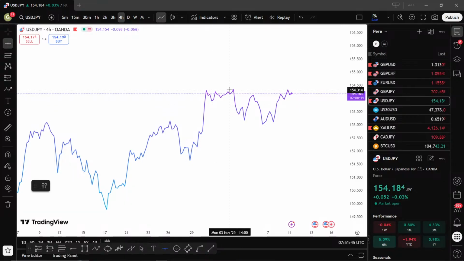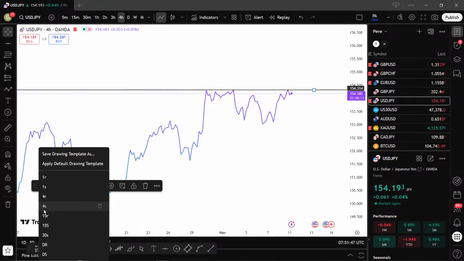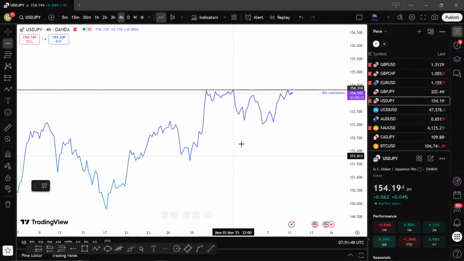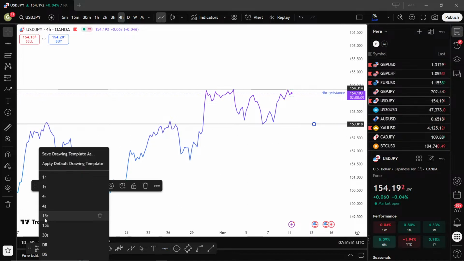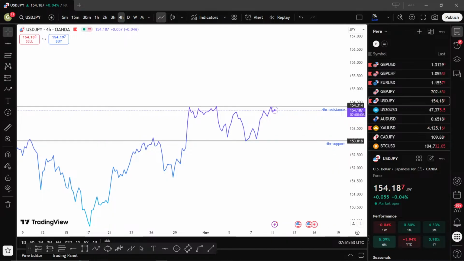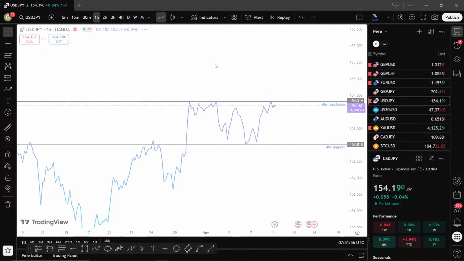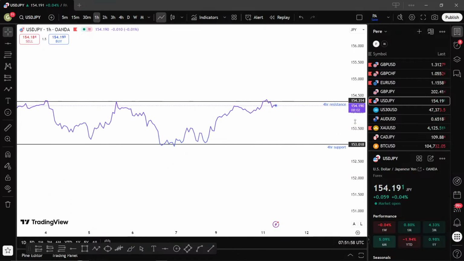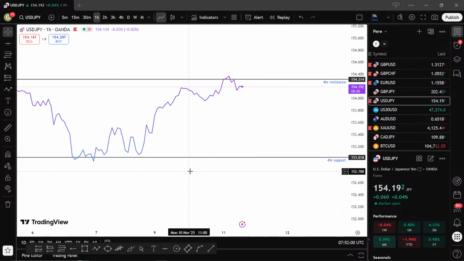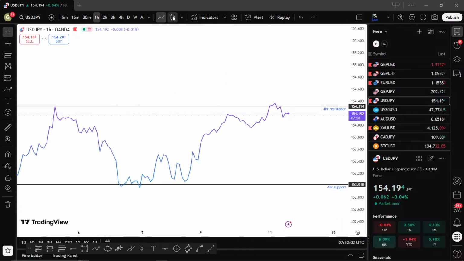So looking at the 4-hour, we have our resistance here. We have our support right here. Now we'll drop down to the 1-hour time frame. And let me just come over to the candlestick chart.